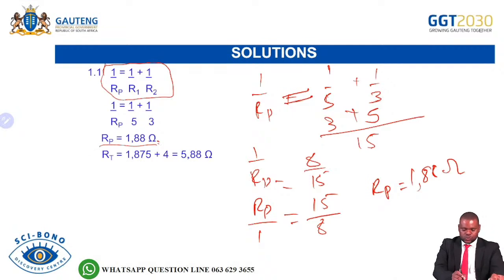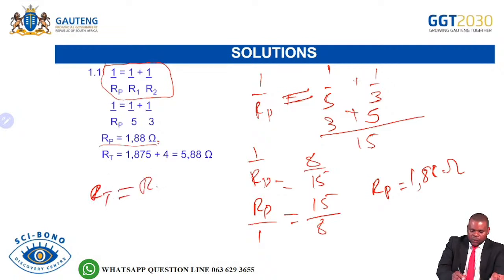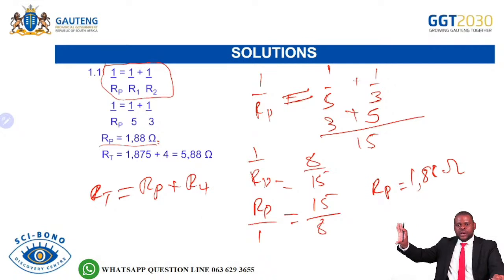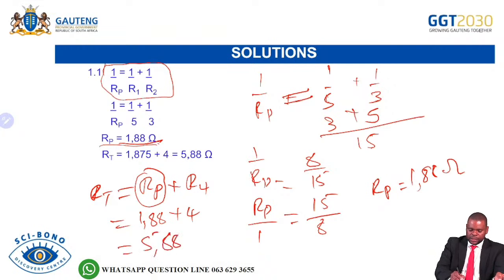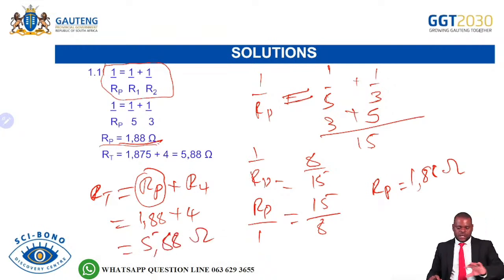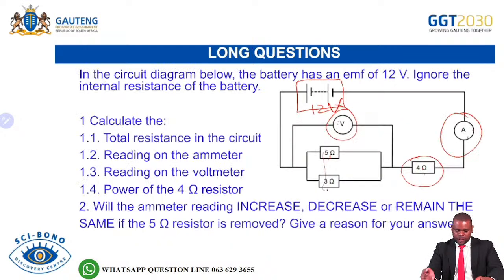Yes. Now, because we have that, we calculate the total resistance. We are going to use the series connection. RT, the total resistance, equals Rp plus the 4 ohm, the one that is on the 4 ohm. Rp we found is 1,88, plus 4 ohm, which gives us 5,88 ohms. Are we together, grade 12s? This is how we get the total resistance in the circuit.